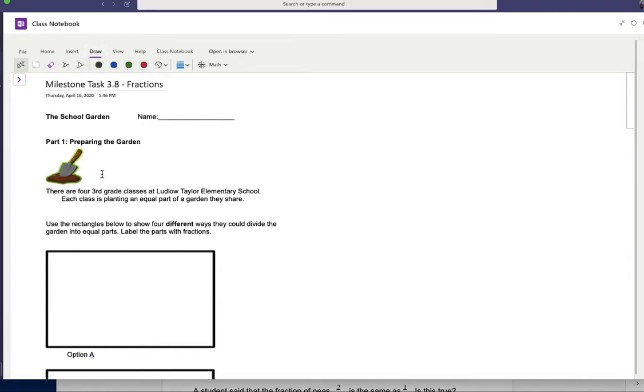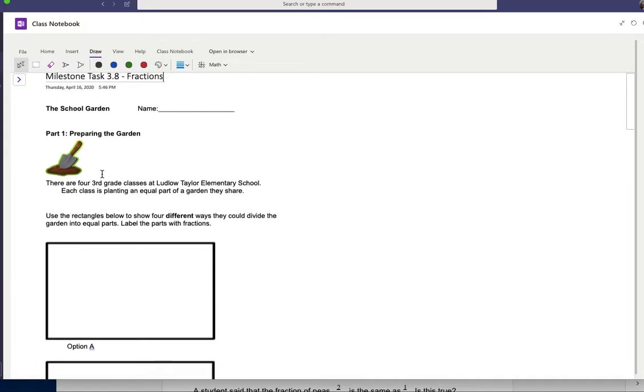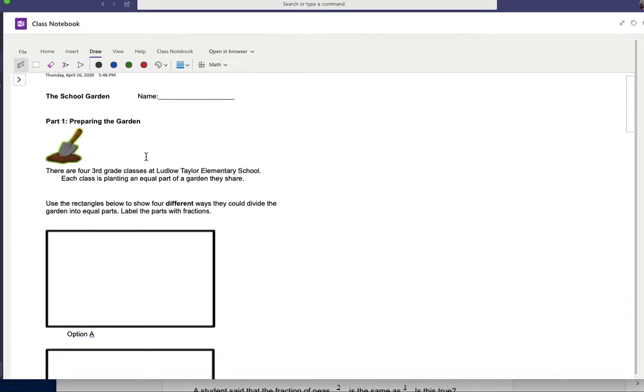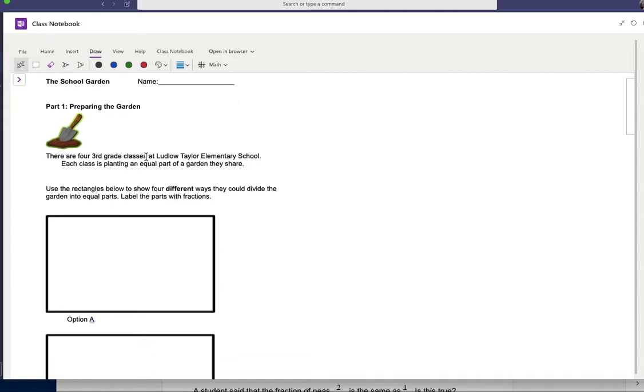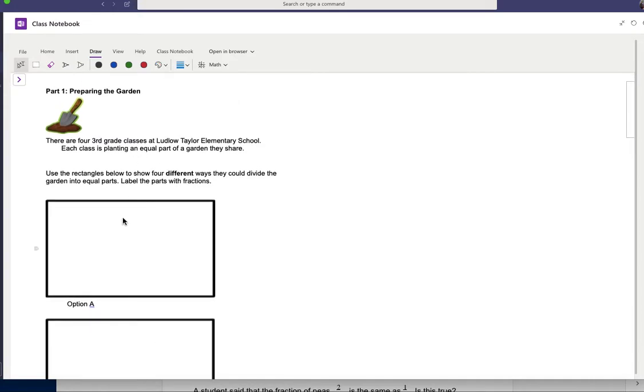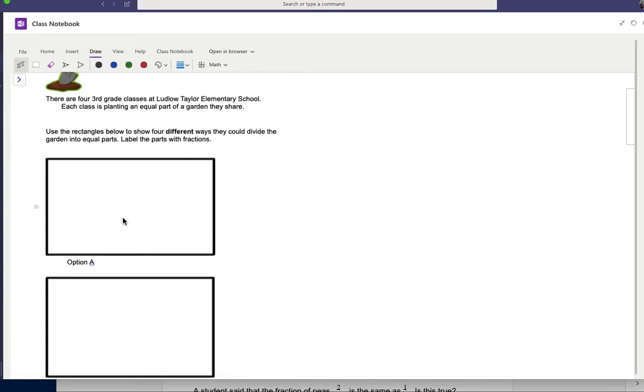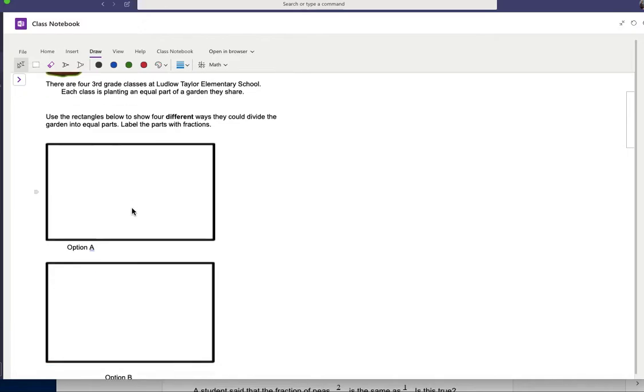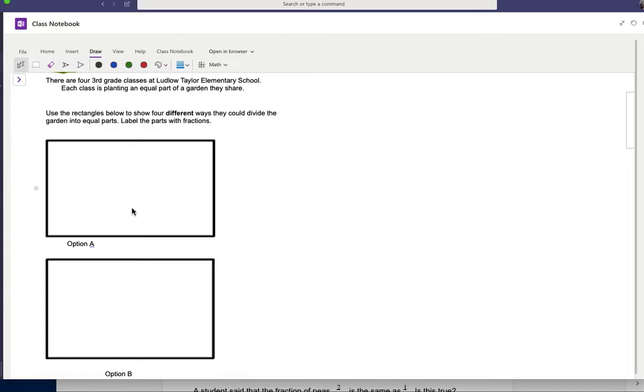So the first question, part one, preparing the garden. There are 4 third grade classes at Ludlow Taylor Elementary School. Each class is planting an equal part of a garden they share. Use the rectangles below to show 4 different ways they could divide the garden into equal parts. Label the parts with fractions. So remember what we talked about, unit fractions.